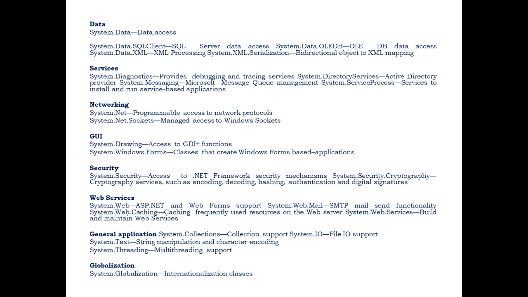System.Data is for data access: System.Data, SqlClient, XML and OleDb. These are used for data accessing with the help of the data namespace. Services: System.Diagnostics and System.Messaging, and directory services, helpful to any type of application. Networking: System.Net and System.Net.Sockets. These help with network protocols as well as Windows sockets.